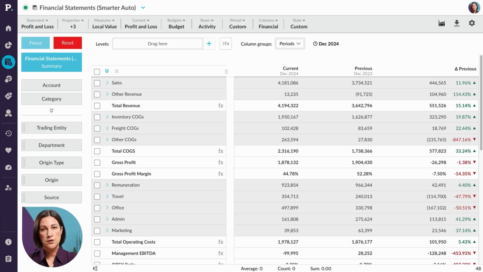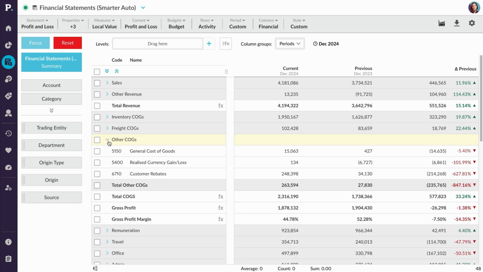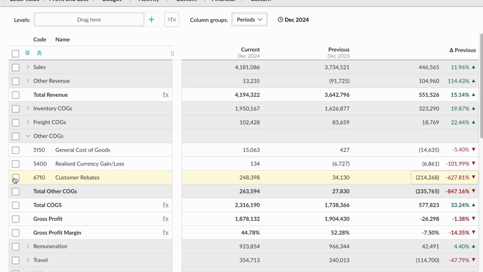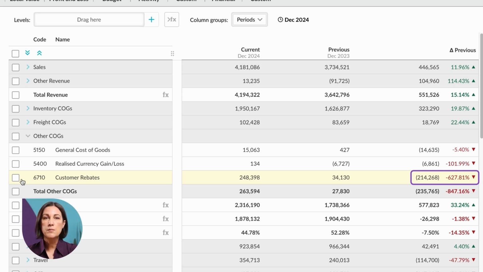This consolidated view of my profit and loss statement makes it really easy for me to see that there's an issue with other cost of goods. When I expand this line, I can see that we're paying out more in rebates than we did in the previous period. This could be a problem, so I'm going to do some quick investigations.